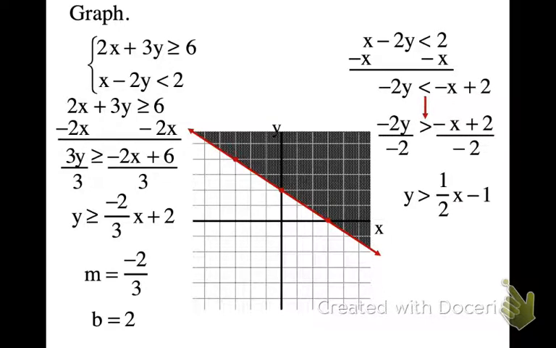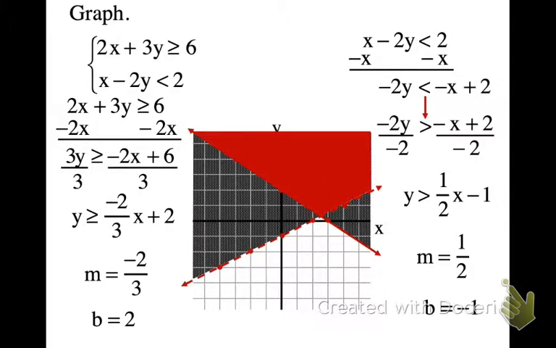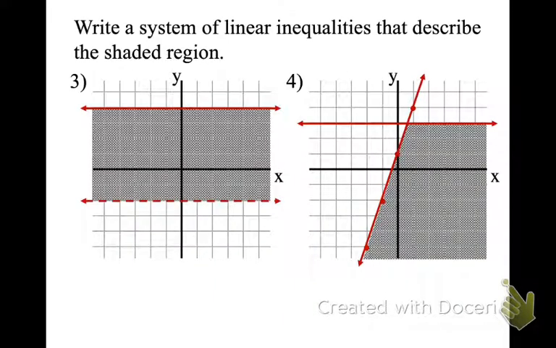That's about it. So just remember, when we divide by a negative to get that y = mx + b form, we have to flip the inequality. Very important. I've got two more that you can practice on. Pause the recording and try it. Now check your work. You should have gotten.